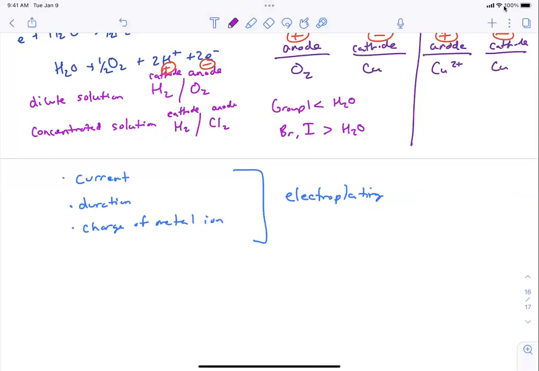So when you have aqueous salts in water, group 1 metals never reduce in the presence of water. So water will always reduce into H2 gas. But if you have a halogen, if it's Br or I, it will always oxidize instead of water. So you'll get Br2 or I2. Chlorine depends on the concentration. If it's concentrated, it's Cl2. If it's dilute, then it's O2.